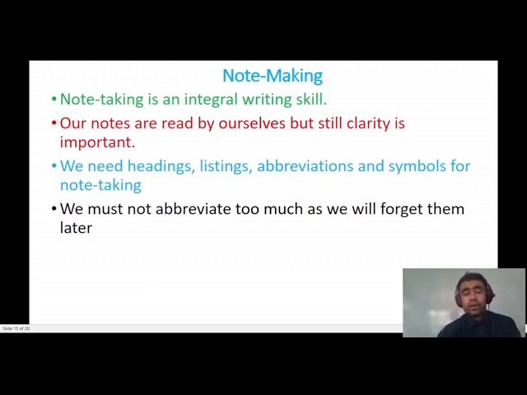Usually the things we use in our notes are headings, listing, abbreviations, and symbols. The thing we use most in note making is abbreviations, so we should be careful about this one as well. We should not use abbreviations too much because we will forget them later when we finish our notes.